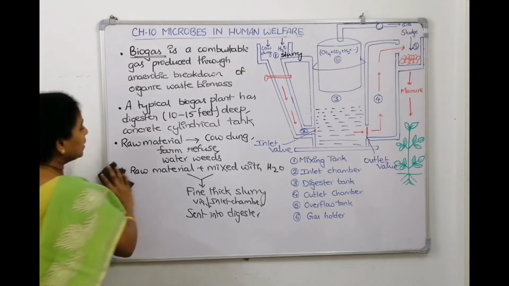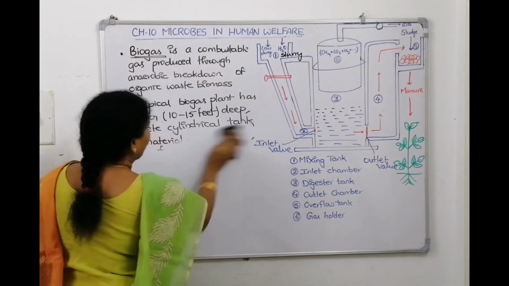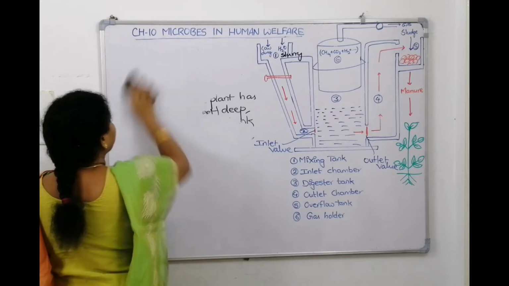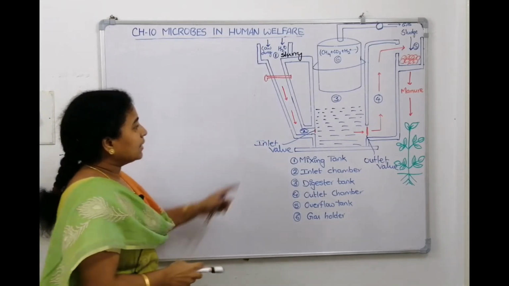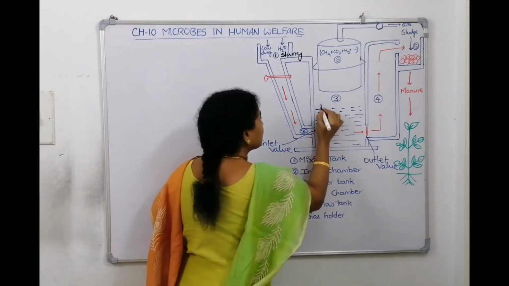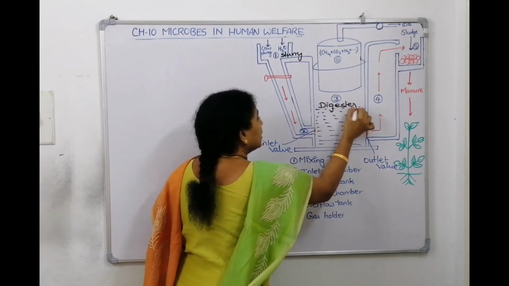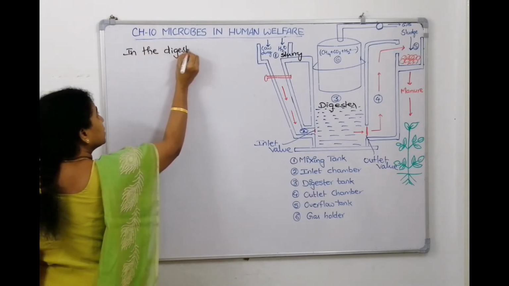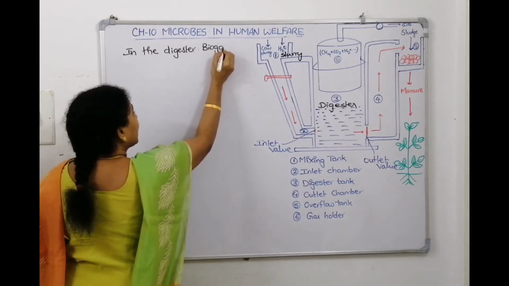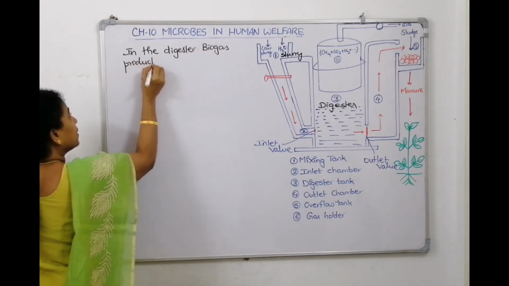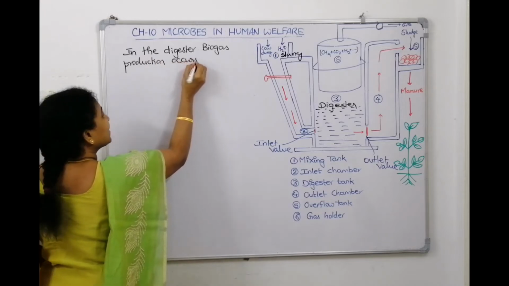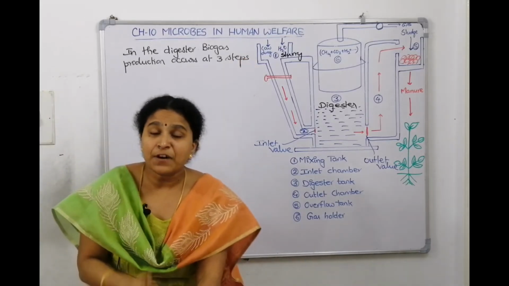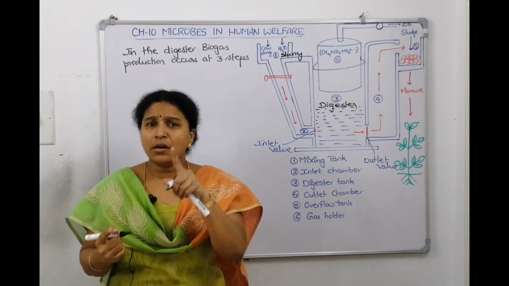Understood, children? Now let us talk about the 3 steps process of biogas generation, which happens in the digester. Is it easy? Now inside this digester, biogas production occurs in 3 steps. What is the first step I told? It's called decomposition or solubilization.